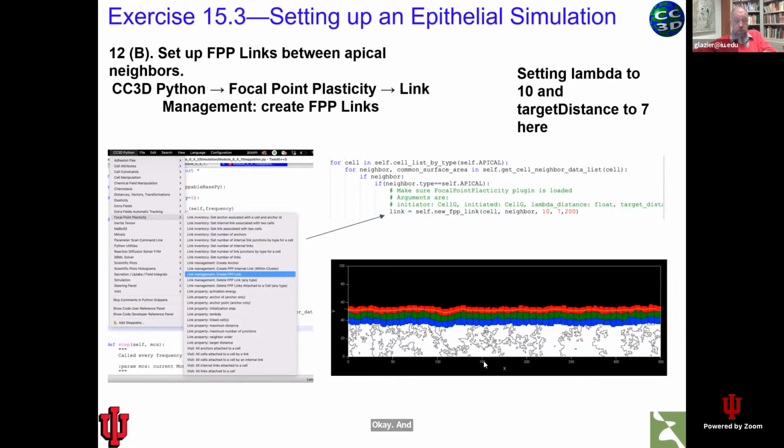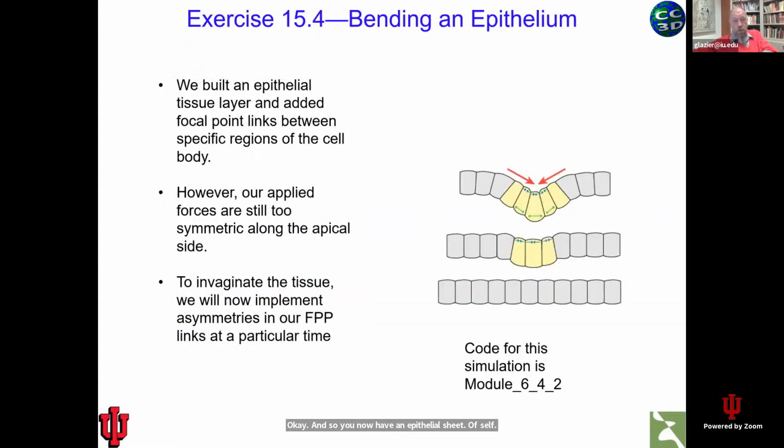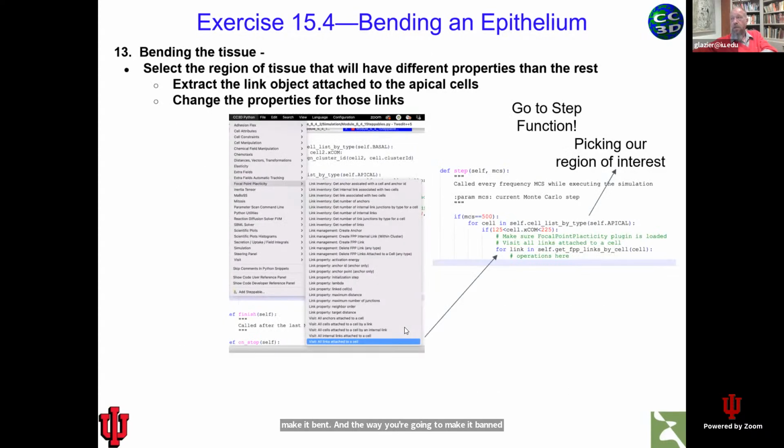And so you now have an epithelial sheet of cells. So the last thing that you want to do is make it bend. And the way you're going to make it bend is you're going to relax the cells. And so you're only going to put those links in for certain cells.